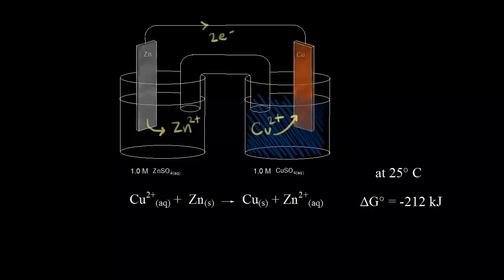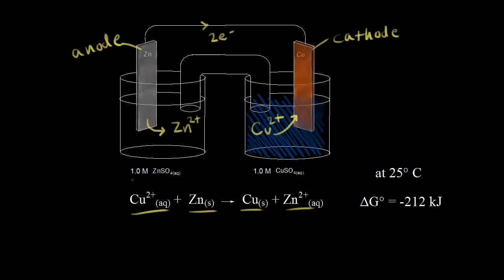We already know that for this galvanic cell, solid zinc is oxidized to zinc 2 plus ions. Oxidation occurs at the anode, so this electrode is our anode. And copper 2 plus ions are reduced to solid copper. Reduction occurs at the cathode, so this electrode must be our cathode.